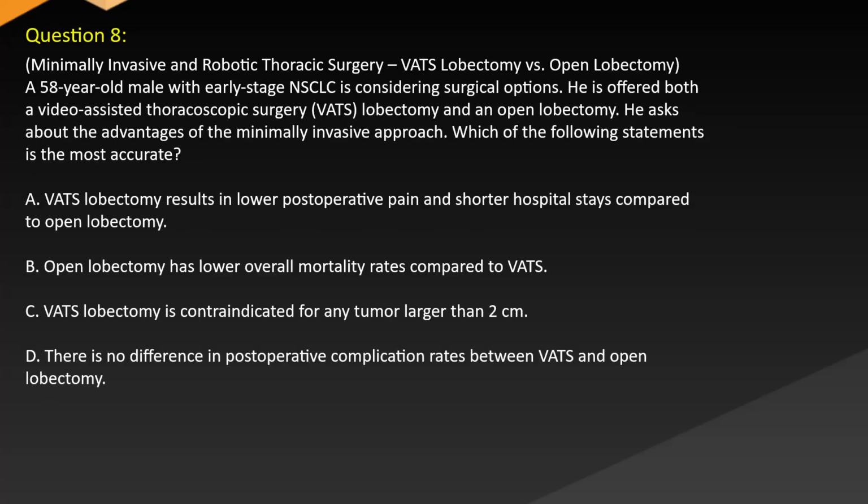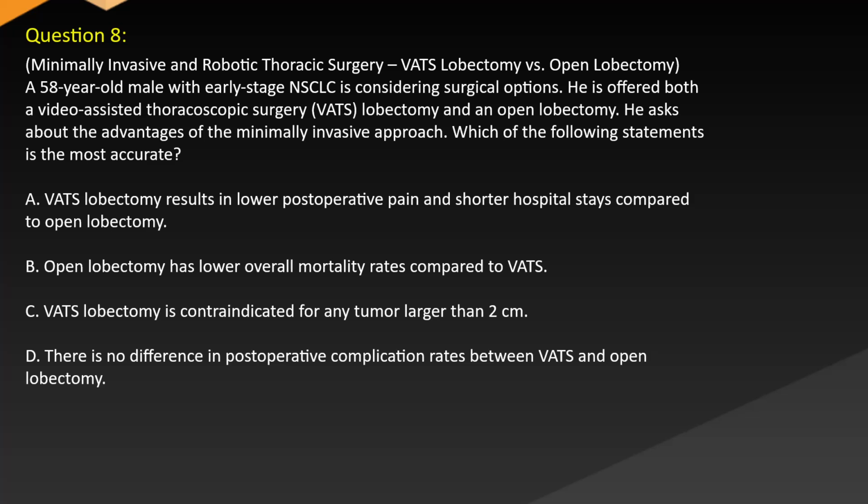Question 8. Minimally invasive and robotic thoracic surgery. VATS lobectomy versus open lobectomy. A 58-year-old male with early stage NSCLC is considering surgical options. He is offered both video-assisted thoracoscopic surgery, VATS lobectomy, and an open lobectomy. He asks about the advantages of the minimally invasive approach. Which of the following statements is the most accurate?